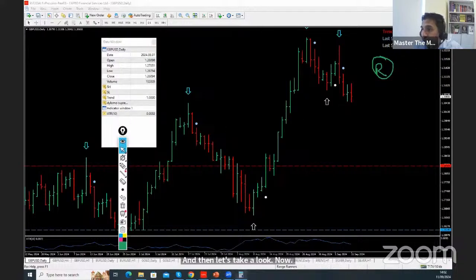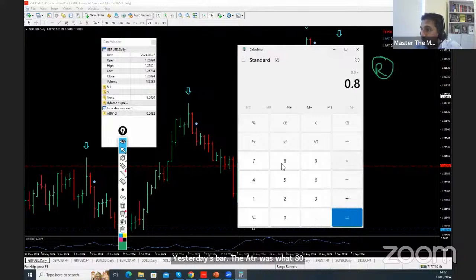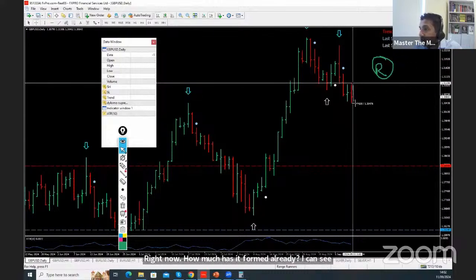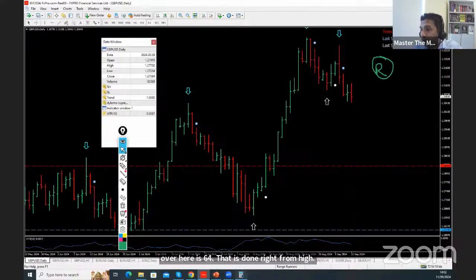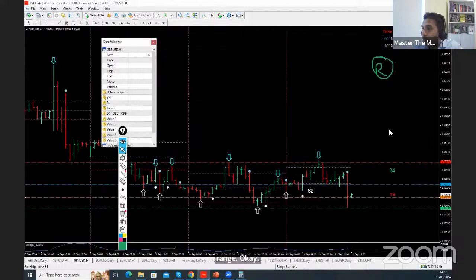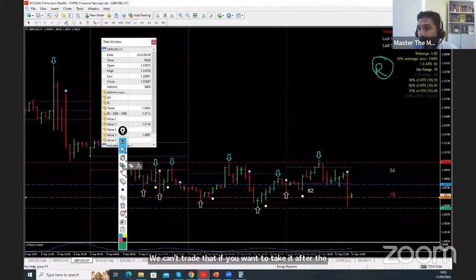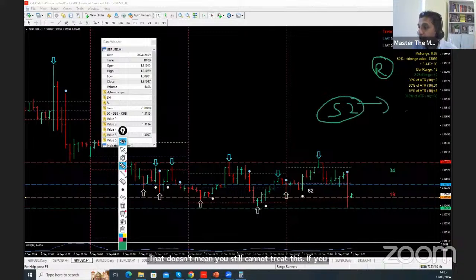Yesterday's bar, the ATR was 75. So I do 80% of that, just like what we have done all the time. So that's about 60. Right now, how much has it formed already? I can see over here it's 64 that it has done, from high to low. So it's gone through our 80% ATR range, okay? So in terms of this strategy, we can't trade that if you want to take it after the news because it's done its range, okay? That's point number one. That doesn't mean you still cannot trade this. If you got another strategy, strategy number two, let's say strategy number two is based on open equity distance, which is what we spoke about yesterday.